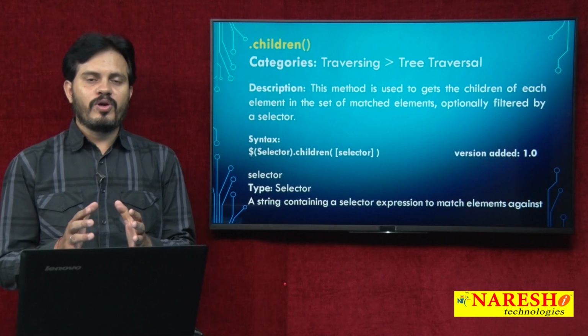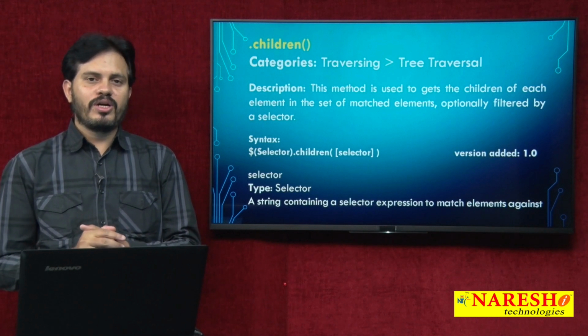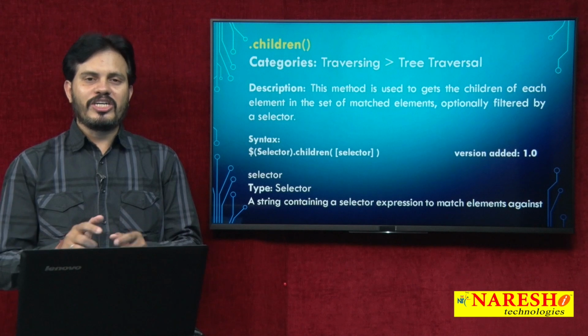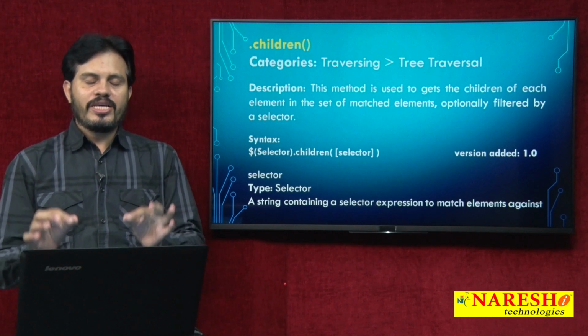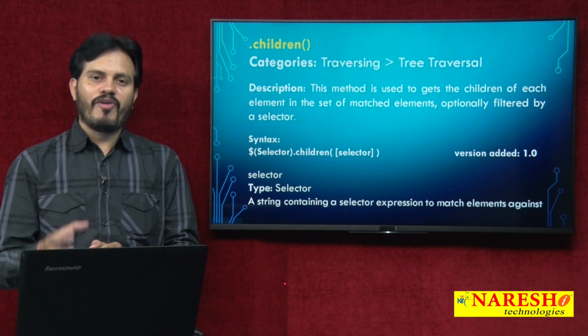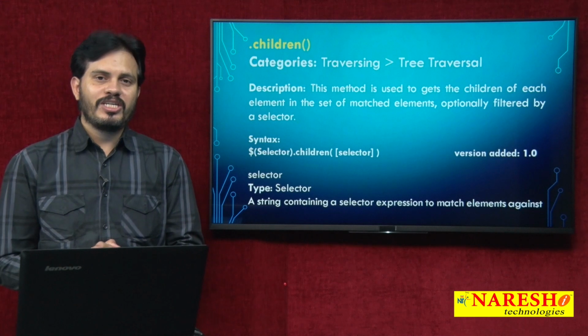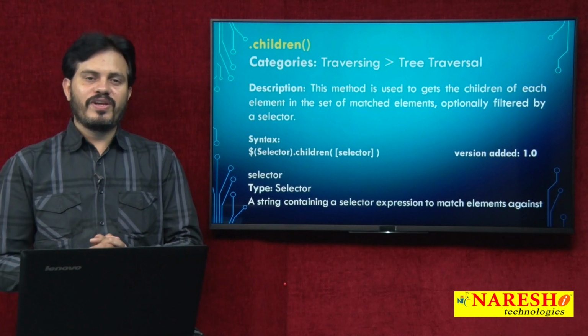So what element are you going to select? Suppose you write $ of div. It means it is going to select a set of all div elements, and for each div element in this set I want to find out their children elements. Then I can use the children method. So the description is very clear.